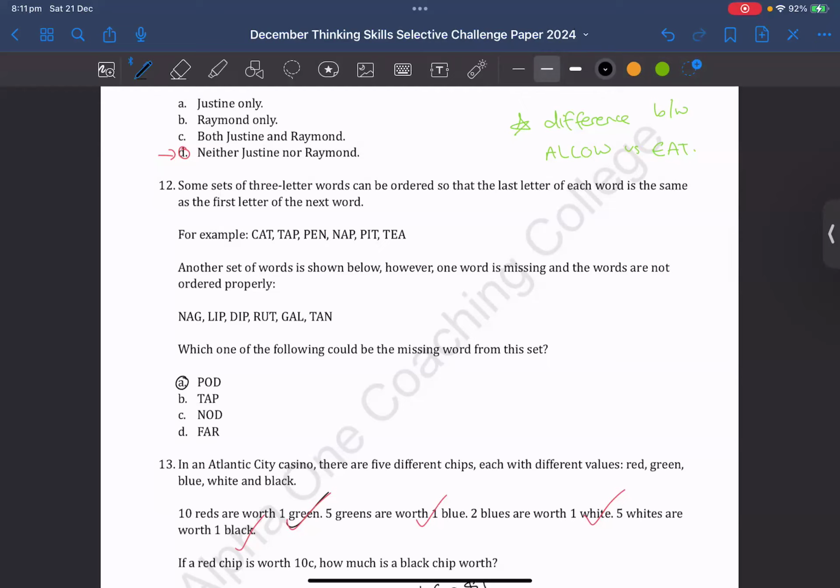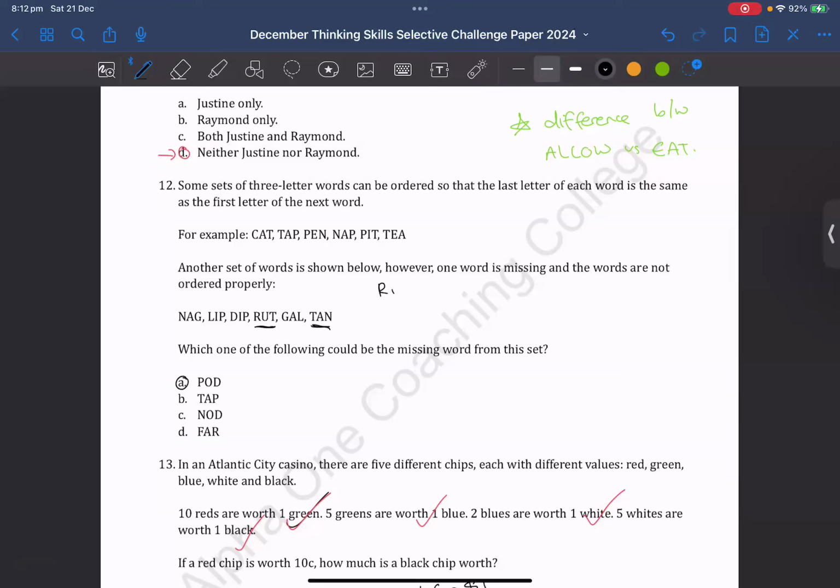Okay, so we've got that set of words there, and one word is missing, and the order is not ordered properly. So we need to start with what we know and then work backwards or forwards. First, order what you can. I'm just trying to find words that start and end with the same letter. In this case, I see rut and tan together.